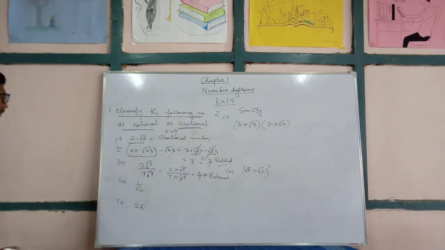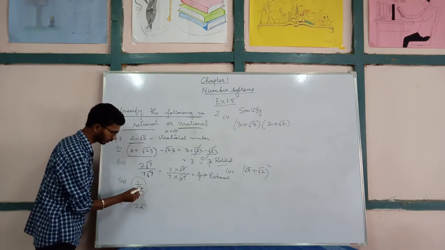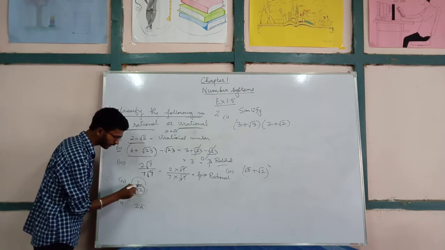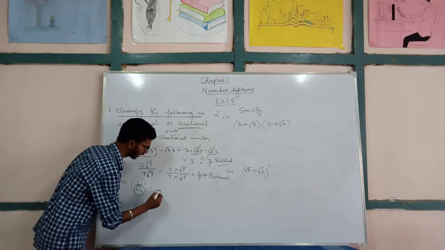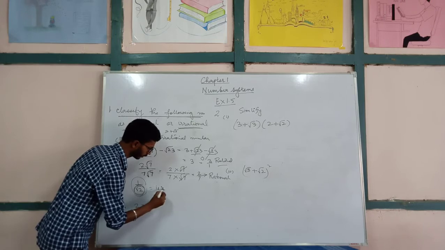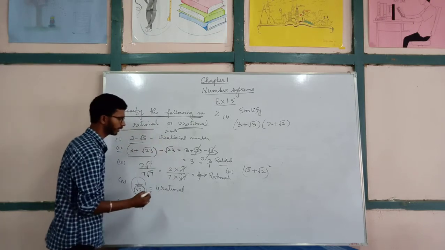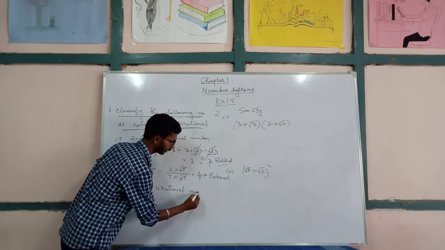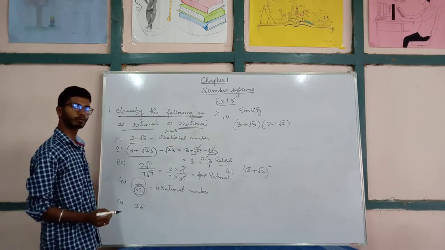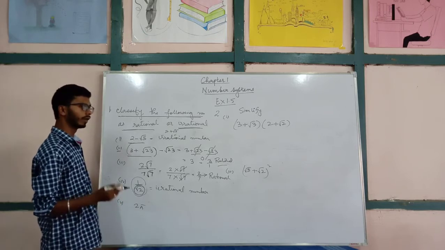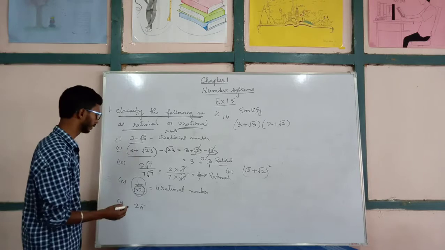Okay. Question number 4. 1 by root 2. We know that root 2 is an irrational number. So the inverse of an irrational number is also an irrational number. So you can add one point: the inverse of an irrational number is always an irrational number. Similarly, 1 by root 5, 1 by root 7. Without solving also, we can directly say that the answer is an irrational number.